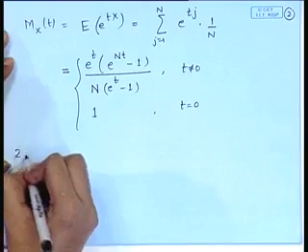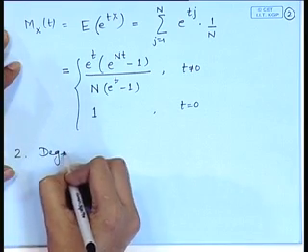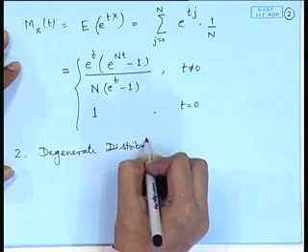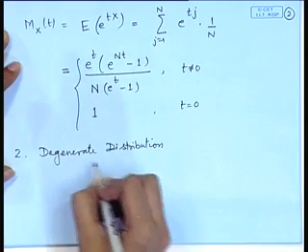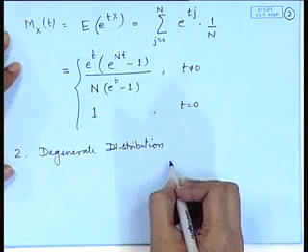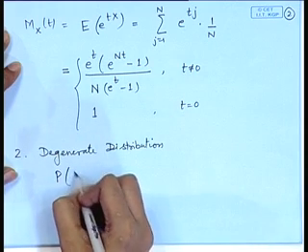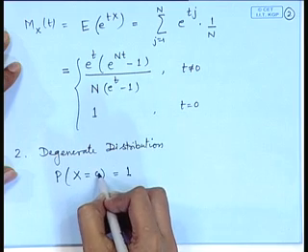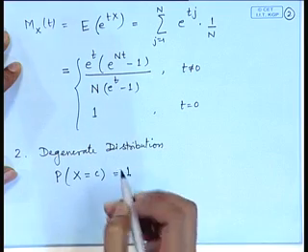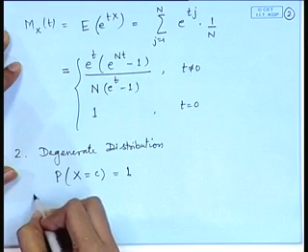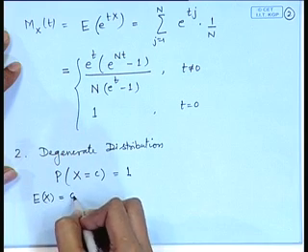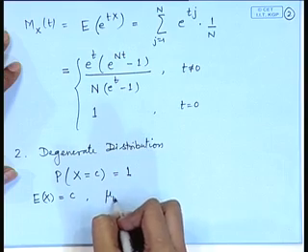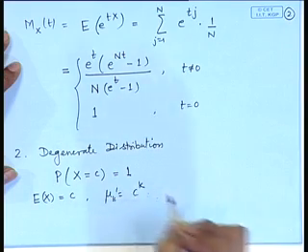Another trivial kind of distribution is the degenerate distribution. The degenerate distribution arises when we are sure about a particular event to occur. So the probability that X is equal to c is equal to 1. That means the random variable takes only one value with probability 1. Therefore, the expectation will be c, and the moment of any particular order can also be calculated. For example, mu k prime will be equal to c to the power k.